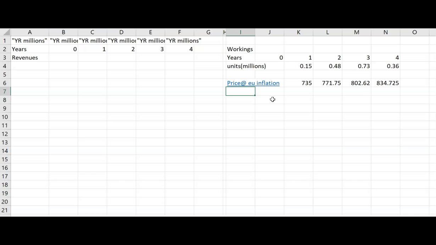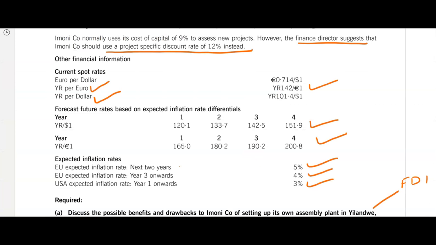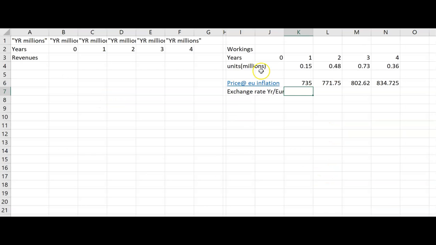Now, if I multiply units with the price, the answer will be in euros. But I need the answer in YR, so that's why I will multiply it with the exchange rate. I need the exchange rate YR over euro, and it is given in the question. YR over euro: 165, 180.2, 190.2, 200.8.